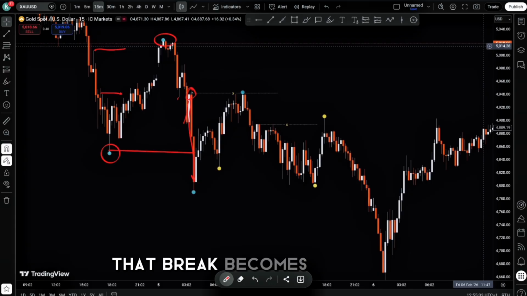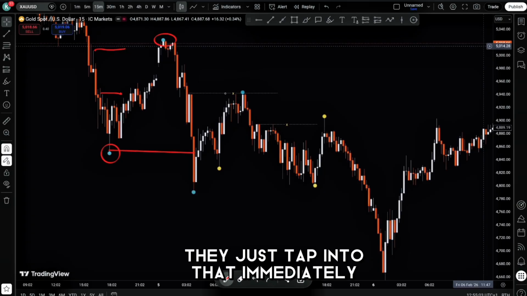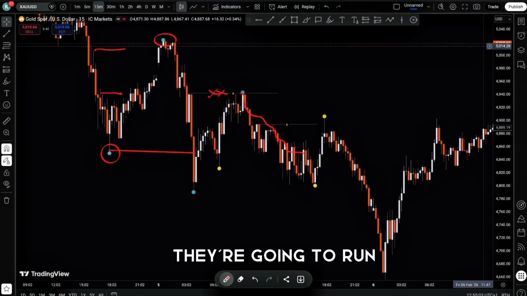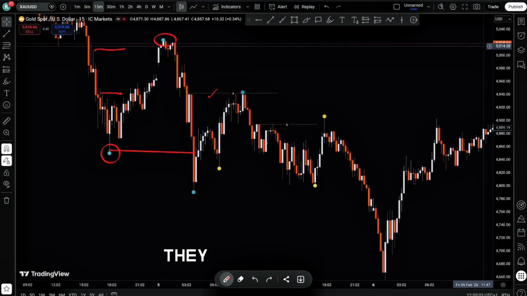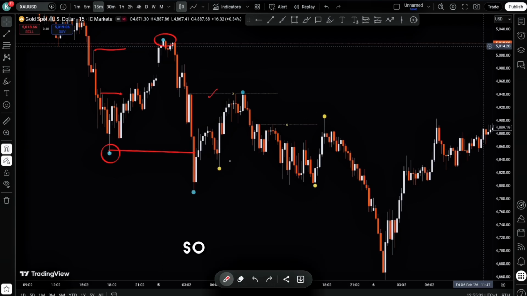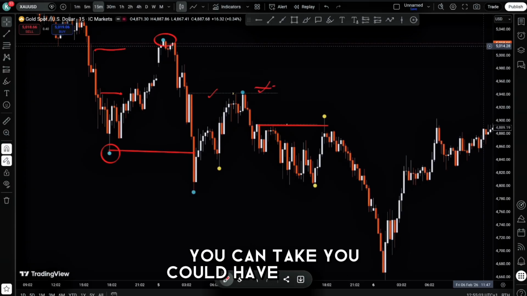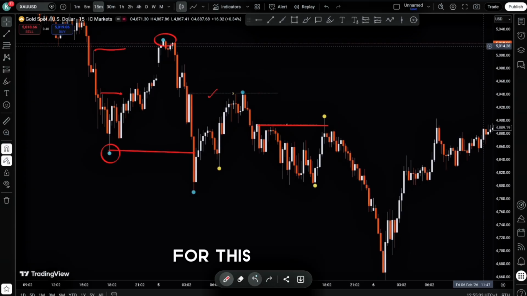That break becomes the liquidity. You can see very well when they came, they just tap into that. Immediately they take that liquidity. That is it. They are going to run all the way down. But look at the interesting thing here. Before they ran down, they created the same exact thing in between. So you could even take this as another trade. You could have taken this and then take this one as the second trade for this movement.